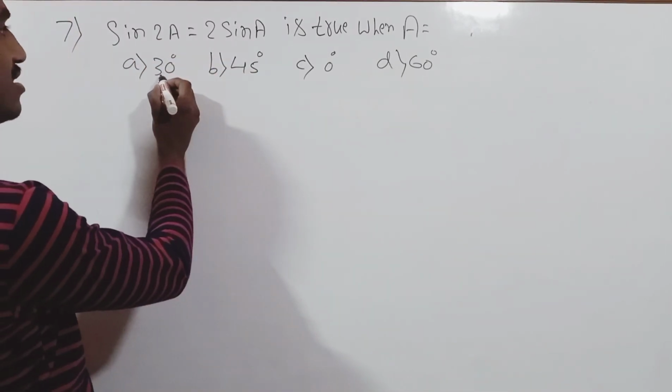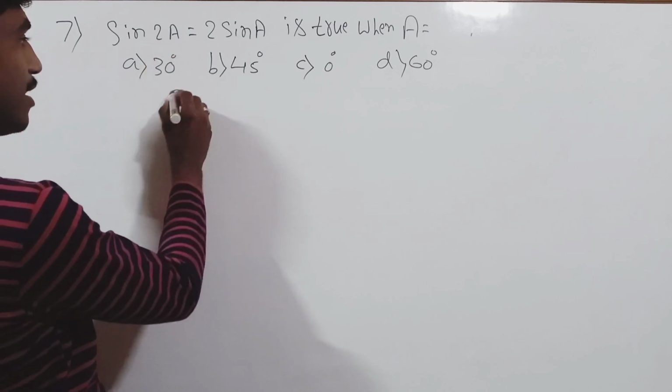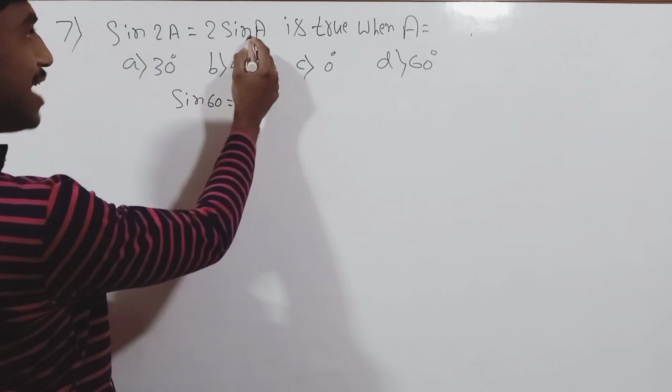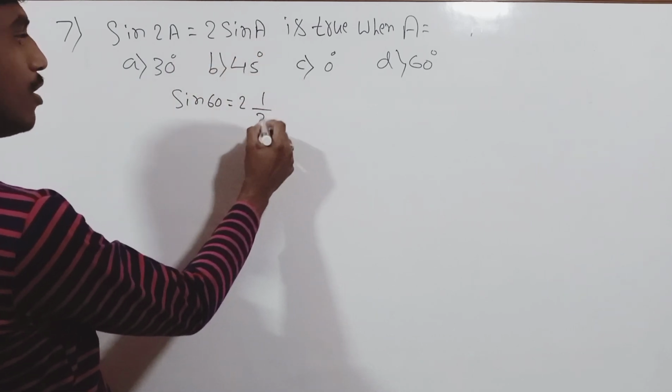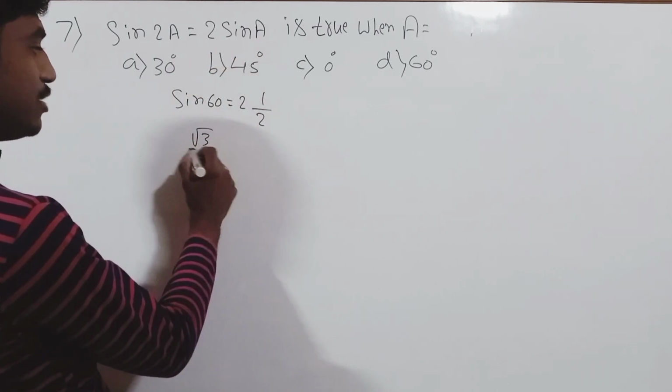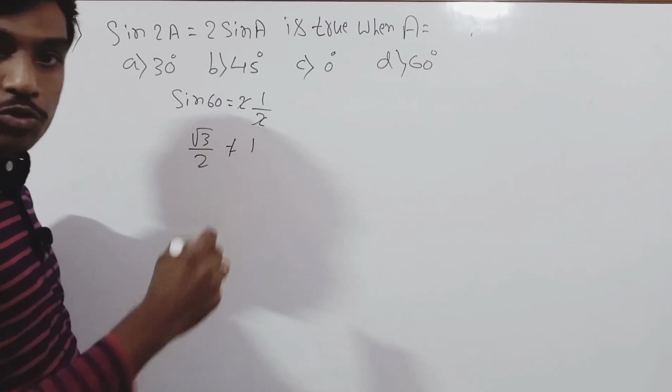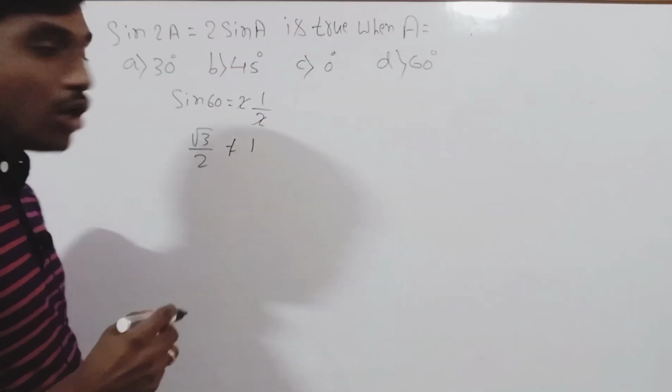So here 30 is given, so 30 into 2 is 60. That means in the LHS we get sin 60, which will be equal to 2 into sin 30 on the RHS. Sin 30 is 1/2. So in the LHS we got root 3 by 2 and in the RHS we got 1. So root 3 by 2 is not equal to 1. So the answer is not 30 degrees.